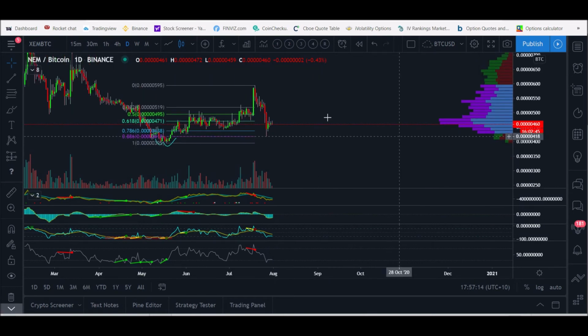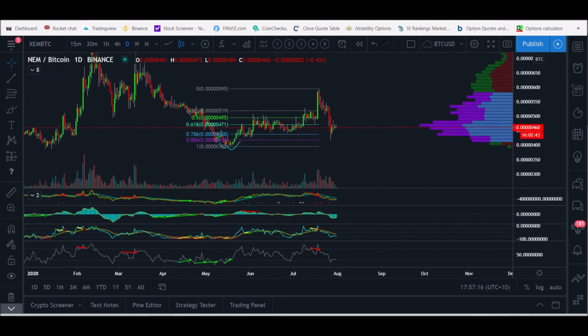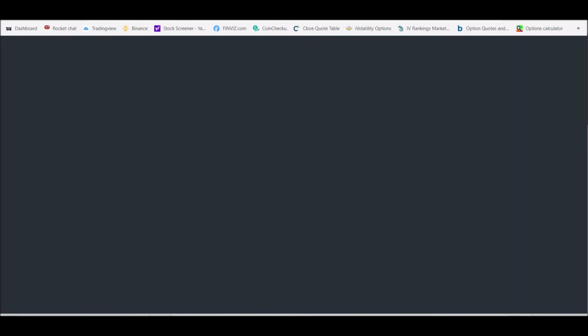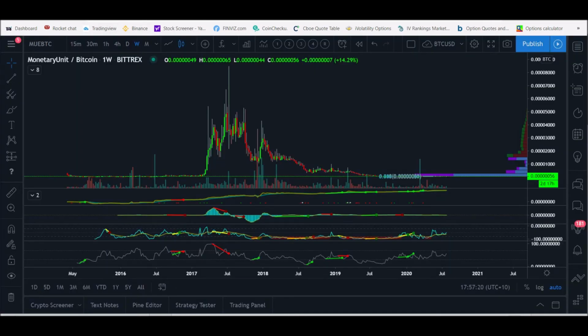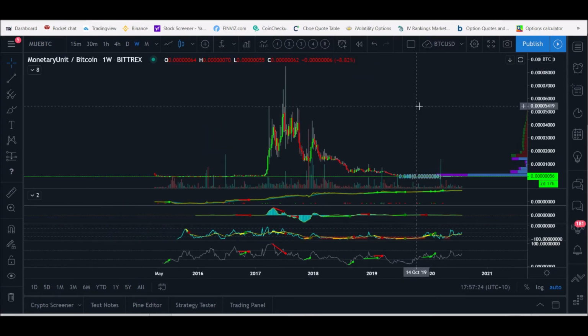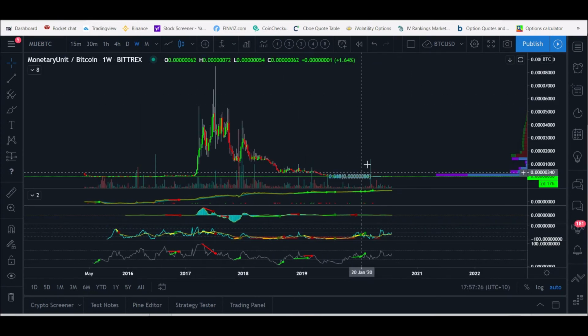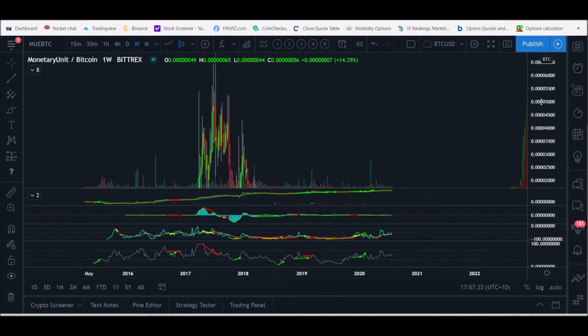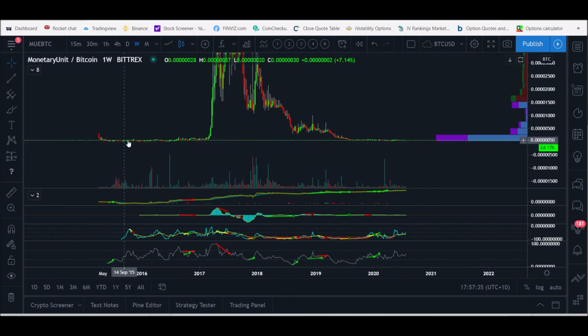Alrighty, we need to move this along. We have three left. MUE, this is an old school coin. This is Monetary Unit. This actually looks quite nice on the weekly chart. You can see we've come back down. Wow, we have come back down a full retrace.